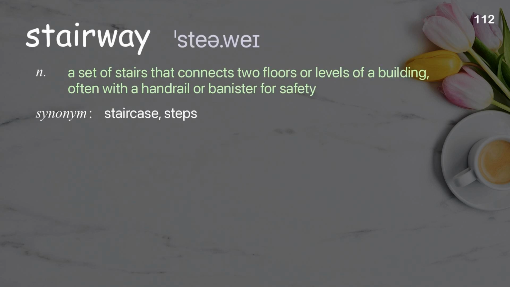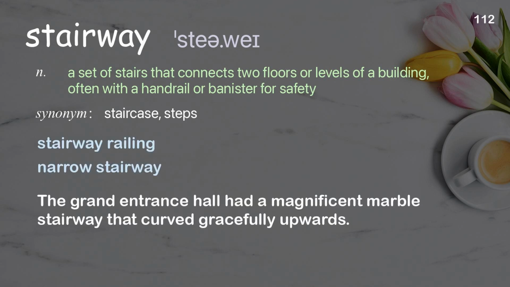Stairway. A set of stairs that connects two floors or levels of a building, often with a handrail or banister for safety. Examples: stairway railing, narrow stairway. The grand entrance hall had a magnificent marble stairway that curved gracefully upwards.